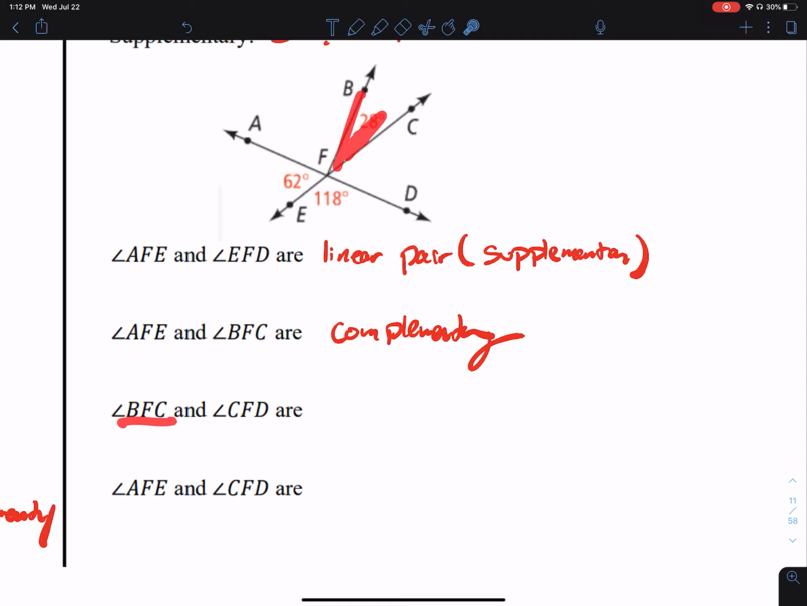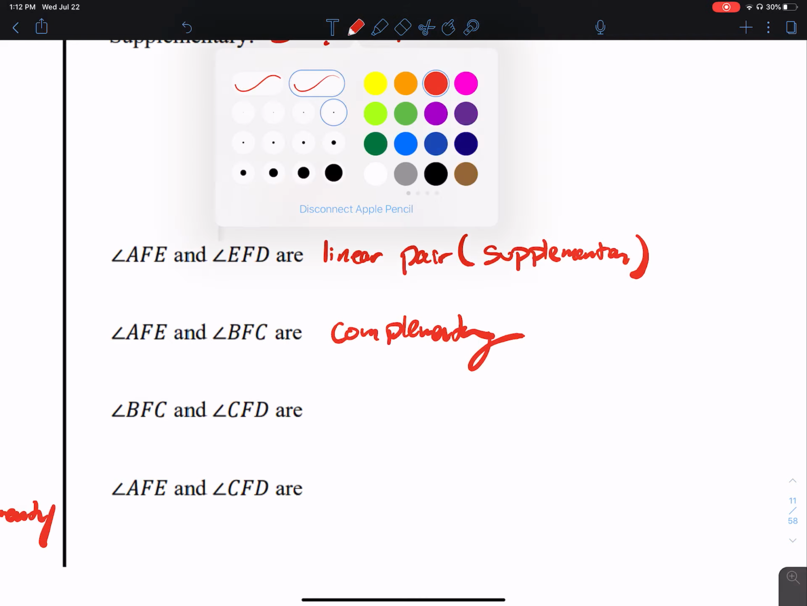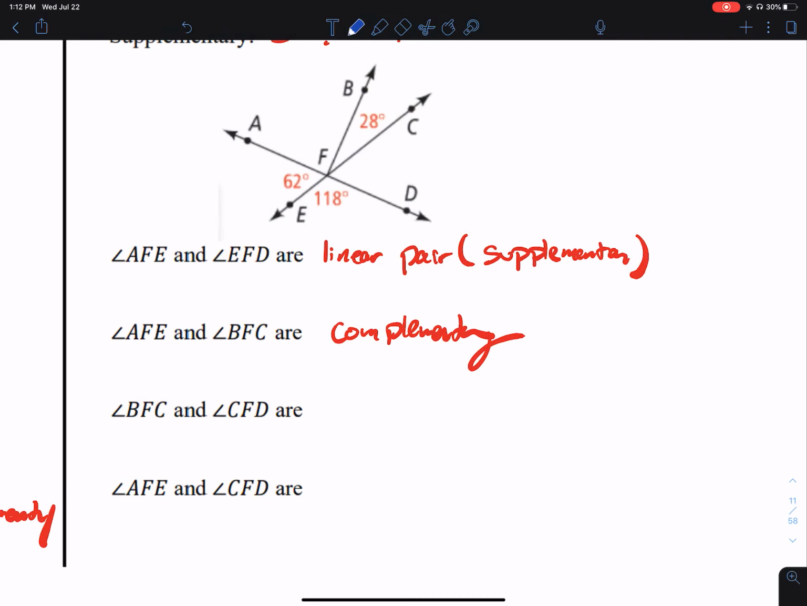BFC is this angle here, and CFD is this angle here. Well, I don't know. We don't know anything about this angle. Or do we? The 62 degrees and angle CFD, those are vertical angles, so they're the same, which means this is also 62. So 28 and 62, that is going to make another pair of complementary angles.